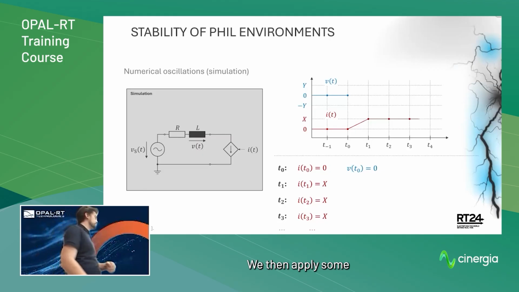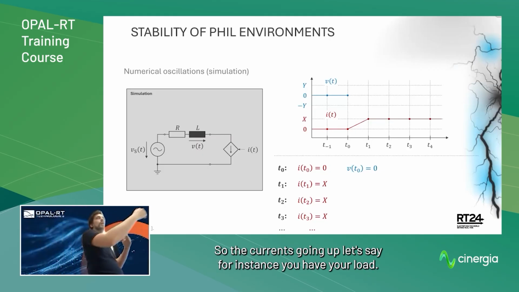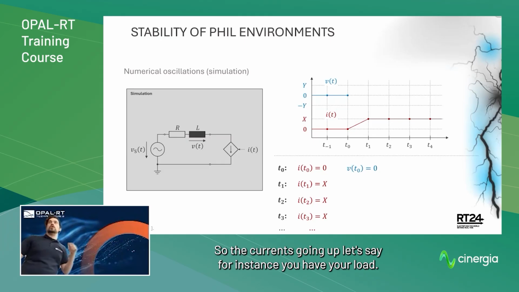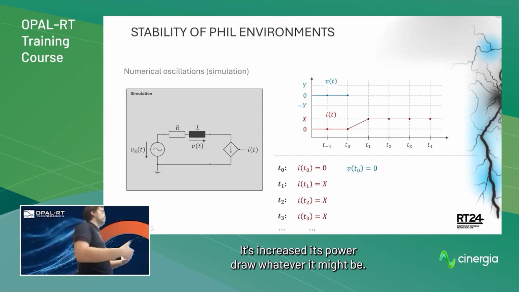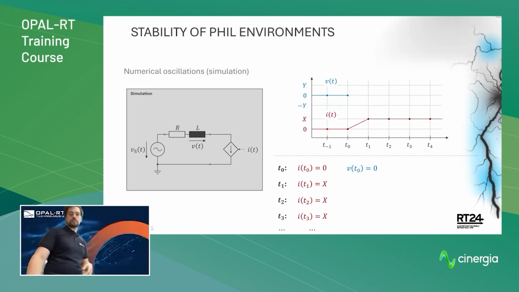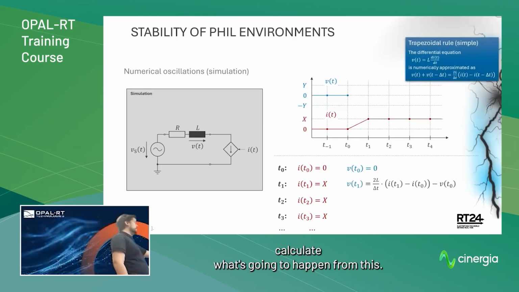We then apply some disturbance to a value of X, right? So the current's gone up. Let's say, for instance, you have your load. The load has changed, right? It's gone down in resistance. It's increased its power draw, whatever it might be. In response, we have to calculate what's going to happen from this.